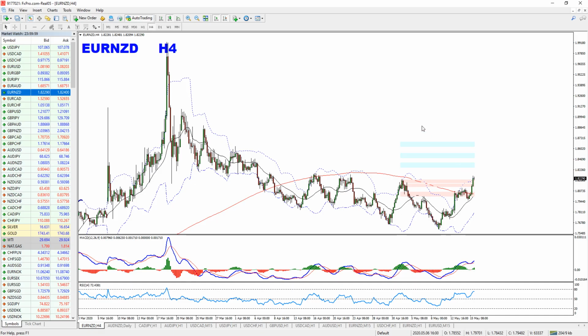The next one on the list, and that's what I have, a few instruments from the Forex view. And the next ones would be commodities, indices, and some surprises.